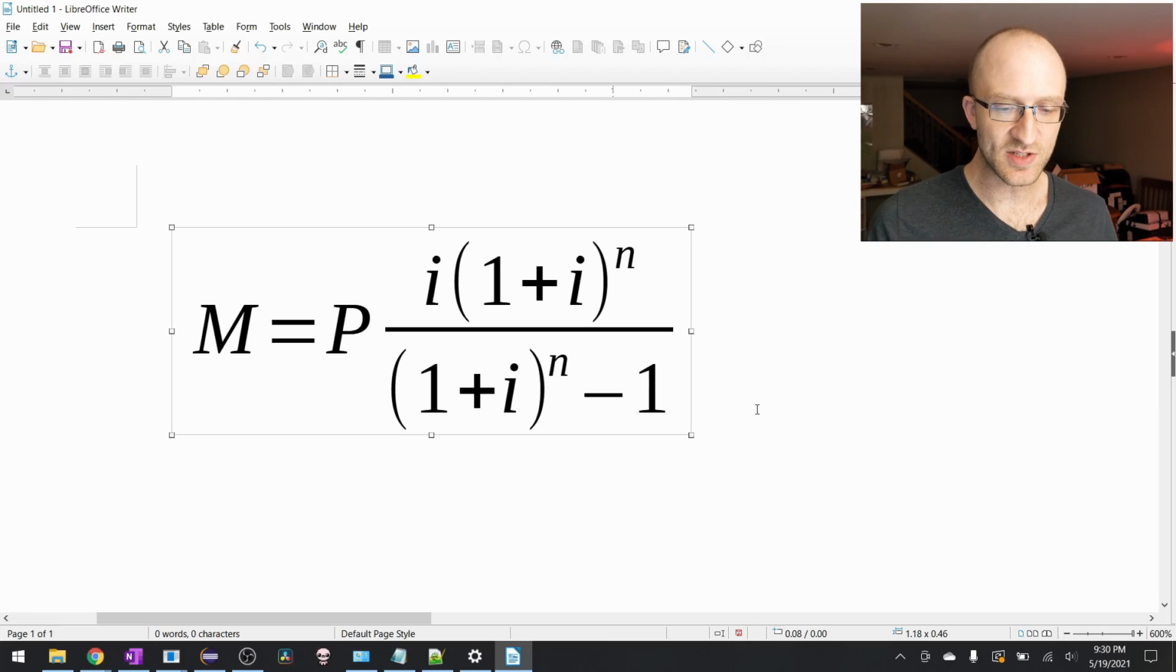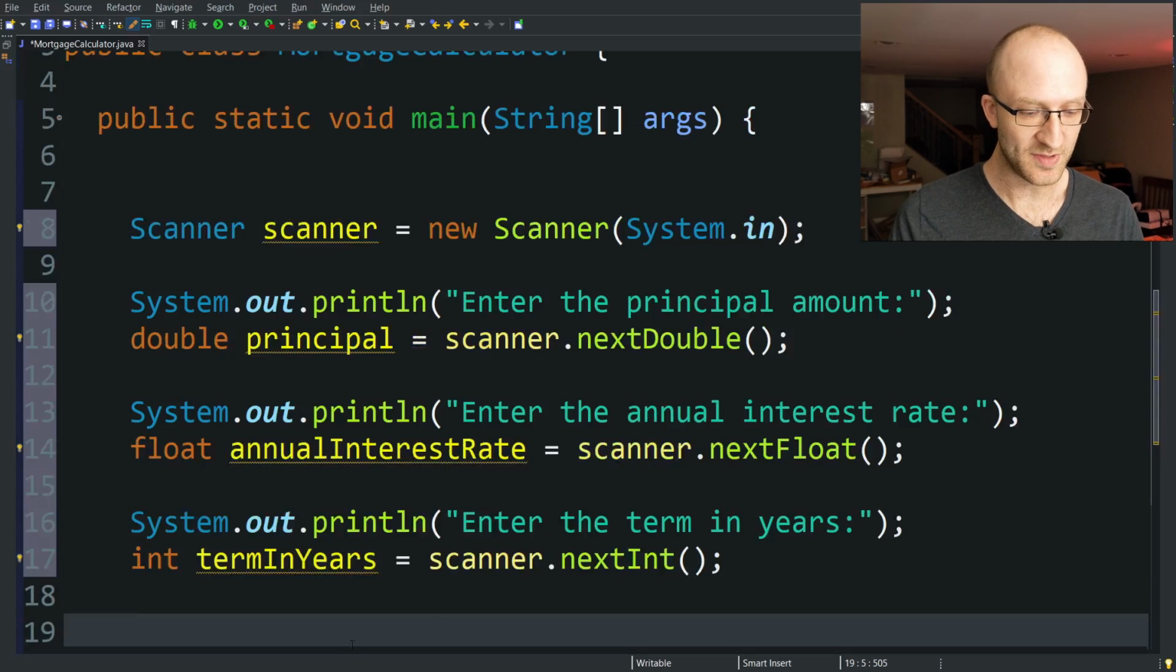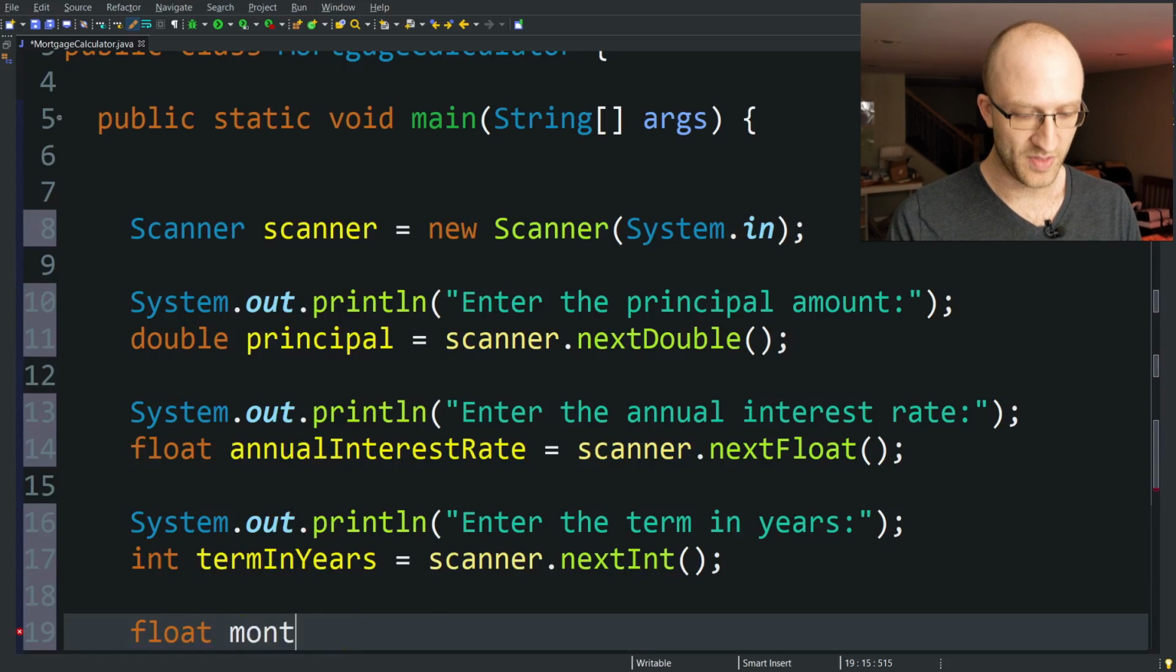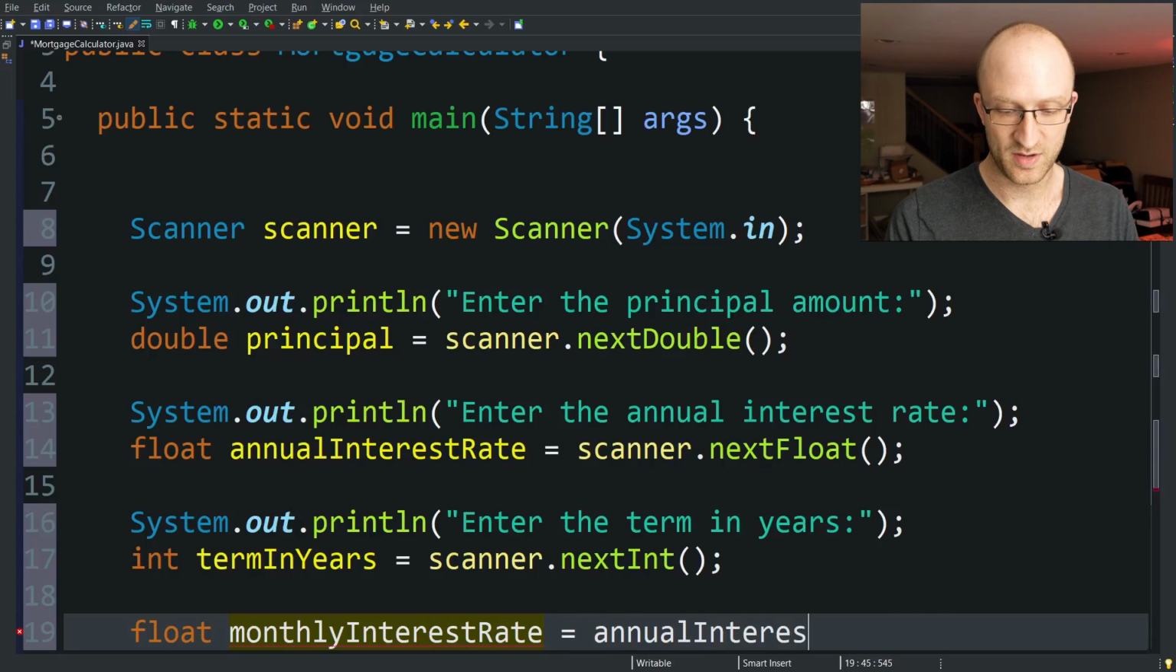Going back to our formula, let's look at everything we're going to need to be able to plug in and get the right monthly payment. We need the total principal amount. We've already got that from the user. But this I is the monthly interest rate. Right now we have the annual interest rate, and we need to use that to calculate the monthly interest rate. Luckily, to do that is pretty simple. We can create a new float, monthlyInterestRate. That will just equal the annual interest rate divided by 12.